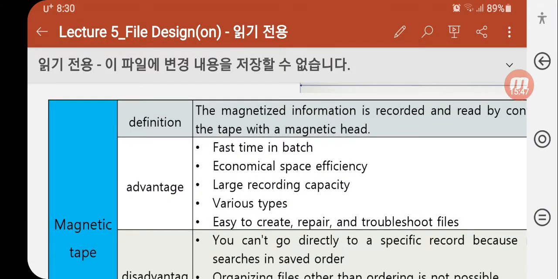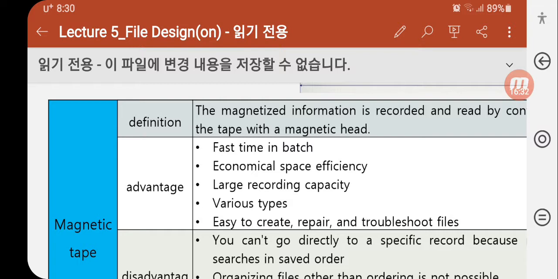Magnetic tape definition: the magnetized information is recorded and read by contacting the tape with a magnetic head. Magnetic tape has some advantages: fast time in batch, economical space efficiency, large recording capacity, various types, easy to create, repair, and troubleshoot files.